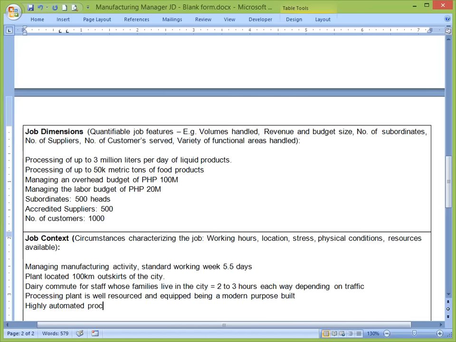Processing facility. Okay, that was wrong spelling.